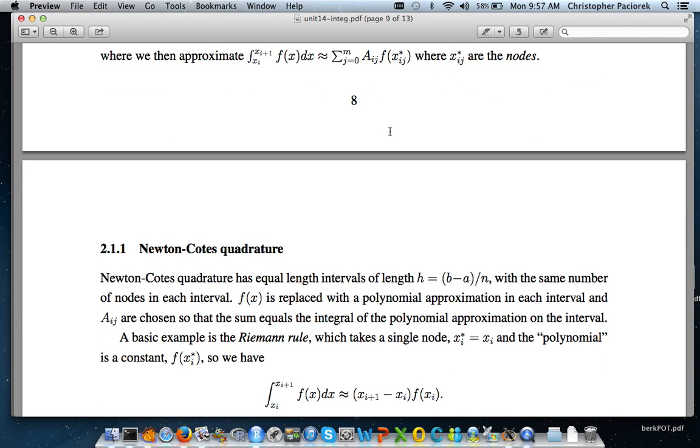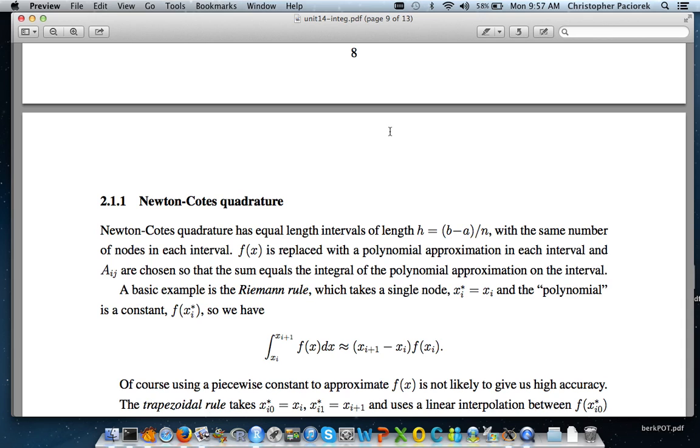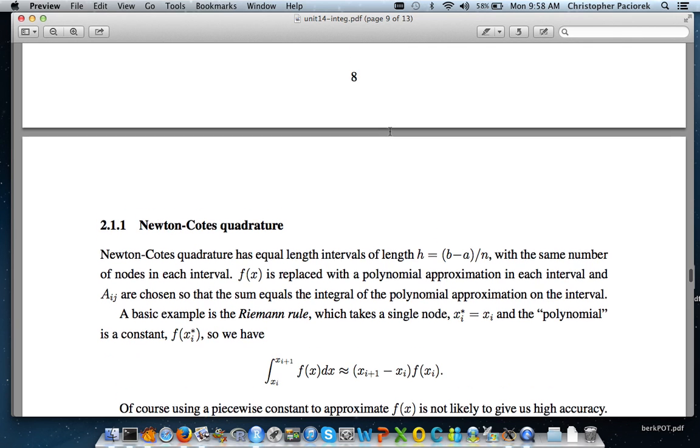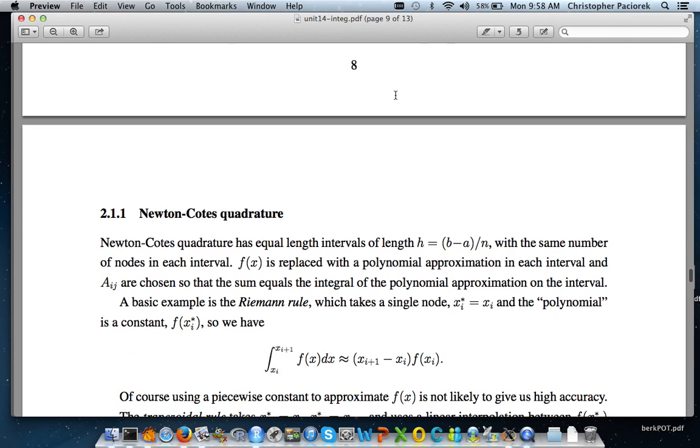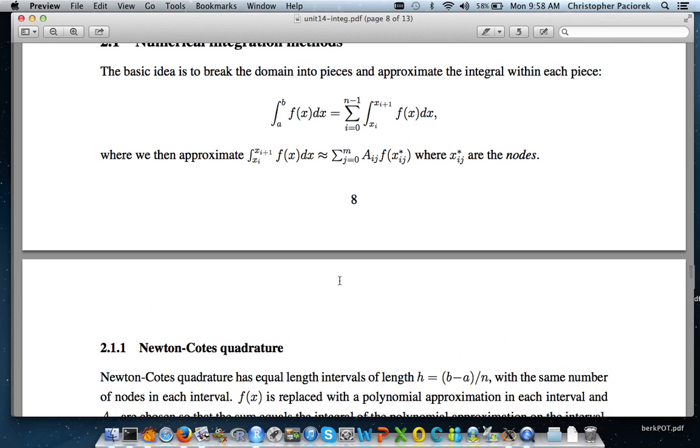If I rewrite that in this form, it basically amounts to taking a constant approximation to the function in each interval and then multiplying by the difference x_{i+1} minus x_i, just the length of the interval. So this serves as that a_ij value; there's just one of them. And this serves as my f evaluated at these nodes, except in this case the node is just the initial point in the interval. So this is just rewriting ways of doing integrals that we've already seen before from calculus in this form up here.